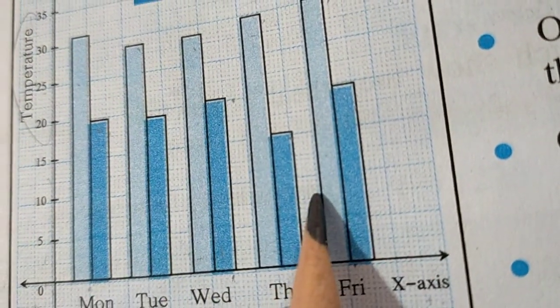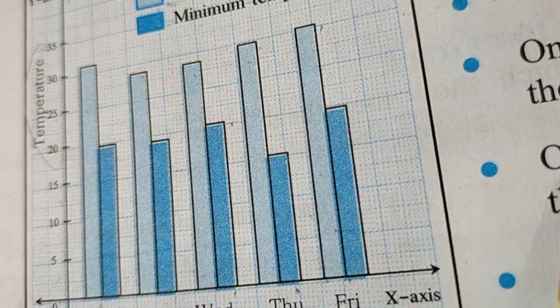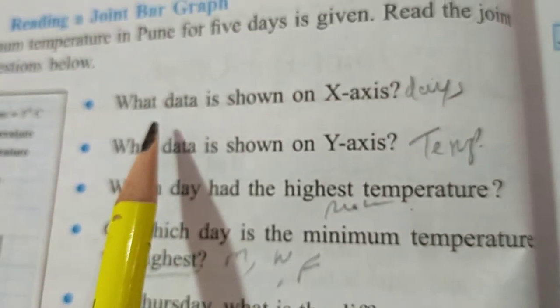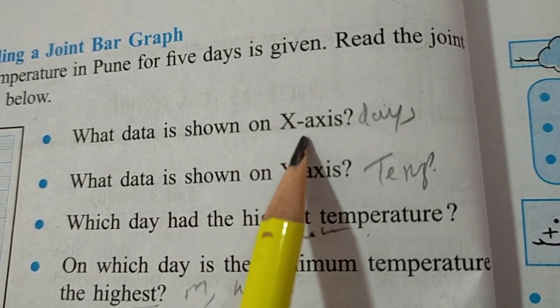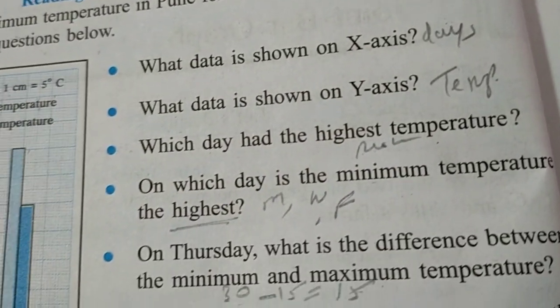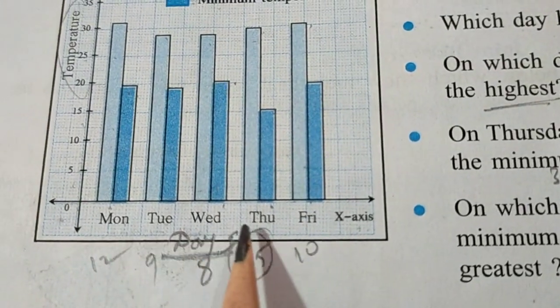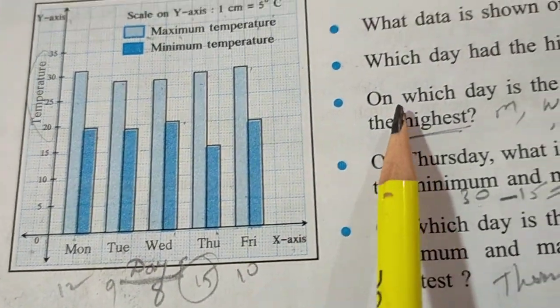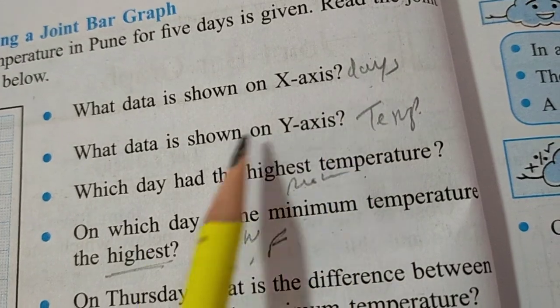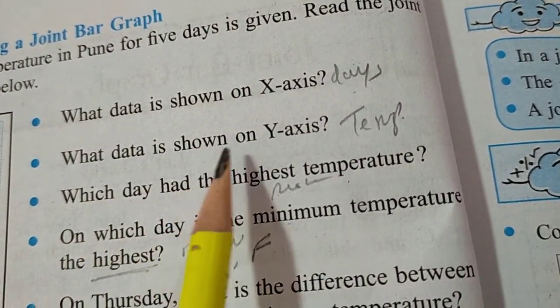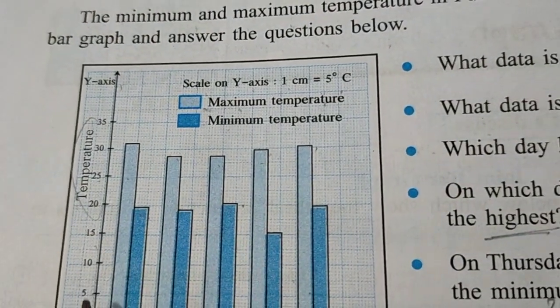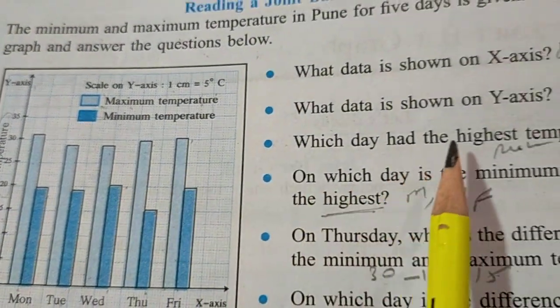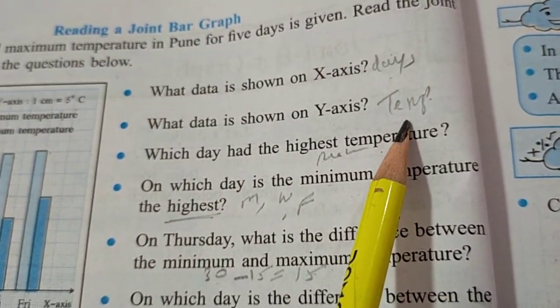After observing this joint bar graph, we have to write the question answers now. Now your first question is, what data is shown on the x-axis? We can see here on the x-axis Monday, Tuesday, these are the days. So your answer is days. Second question, what data is shown on the y-axis? You see here temperature is written and the numbers showing temperature only. So your answer is temperature.